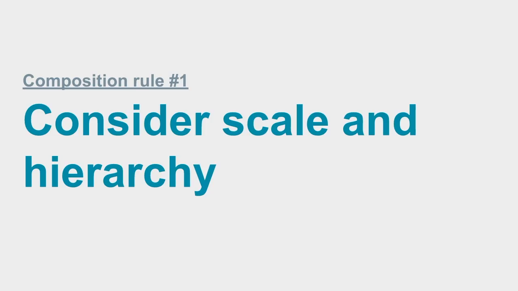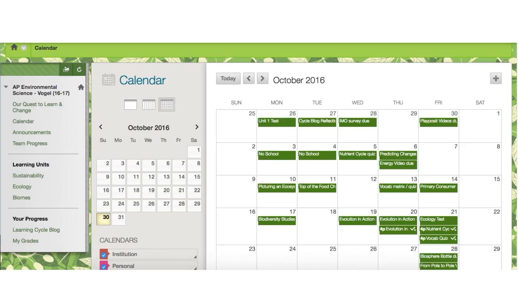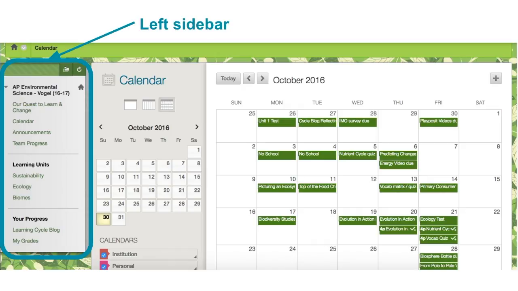The first rule of composition is to consider scale and hierarchy, or in teacher terms, consider how you organize your content for students. Is it organized by units, chapters, weeks, topics, or maybe some other format? This is the most logical way to organize the left sidebar of your course site. This is the left sidebar of your course site. So now I'll share some examples of different ways to organize the left sidebar.